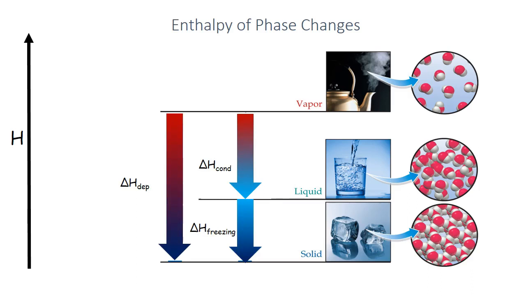So if we go back here to these delta H values, you can see that they are going to have the same magnitude but opposite sign of the reverse phase change, right? So the heat of deposition is going to be the same magnitude as the heat of sublimation, but it will be negative instead of positive.